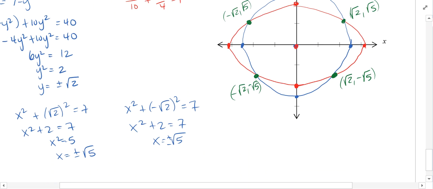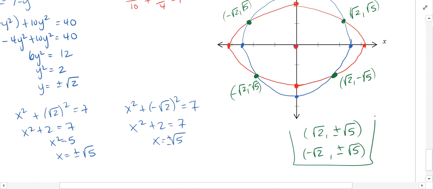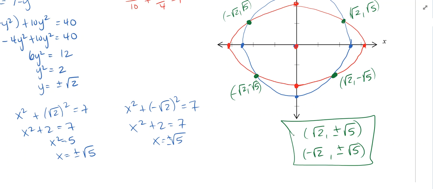So I can write that as square root of 2, plus or minus square root of 5, and then negative square root of 2, plus or minus square root of 5. So those are my 4 intersection points. So you just got to watch out for how many times it's intersecting so you make sure that you keep track of all those coordinates.